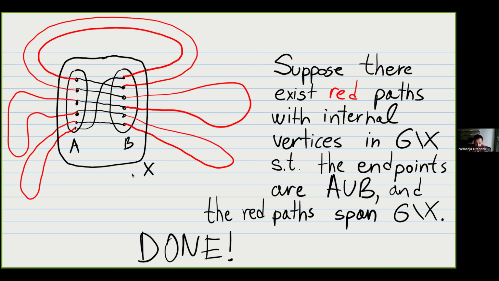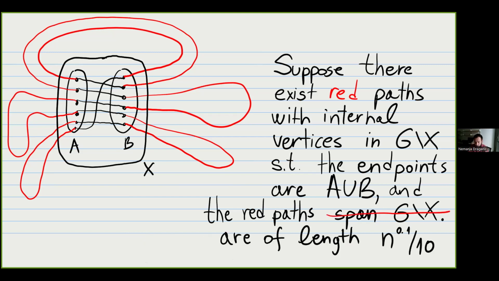So I can find this X, and so this I can find. This is no problem. But I can't find the spanning red paths. Okay. So I can't find them, at least not immediately. But what I can do is to find these red paths which are of certain length, let's say n to the 0.1/10. And this is again this extendability method, Friedman-Pippinger embedding.